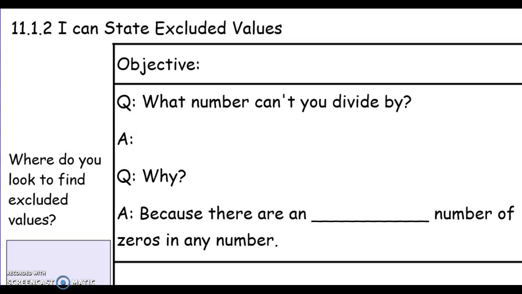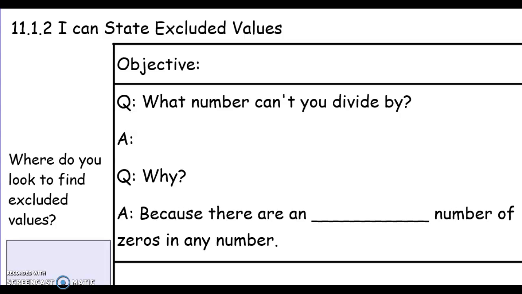So we've got a video on how to state excluded values, because this is one of the concepts that feels like it's more challenging, but you actually generally know what to do and how to do it. So basically what happens, let's just go through some questions.